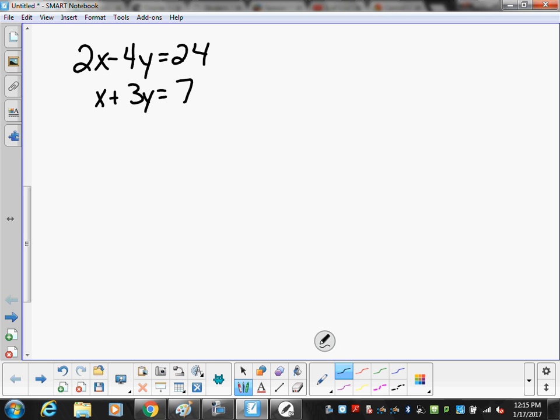Okay, so here's our next problem. We're going to do the same thing. We're solving using substitution, and I want to make sure that we're doing the same process as we did last time.